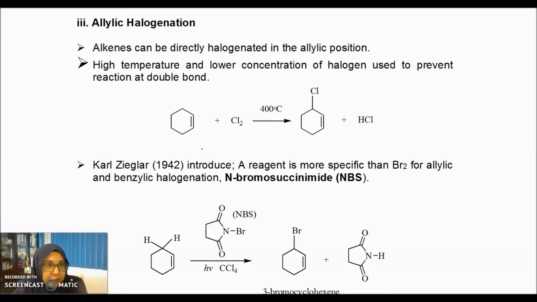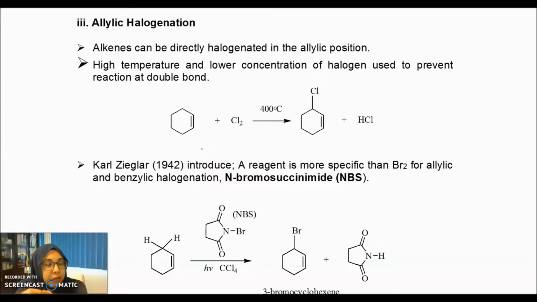In addition to that, we might also halogenate an alkene through what we call allylic halogenation. There are two ways that you can do that. First, instead of having substitution or addition at the carbon-carbon double bond, we now add the halogen atom to the carbon next to the carbon-carbon double bond, which we call the allylic position. Alkene can be directly halogenated in the allylic position.